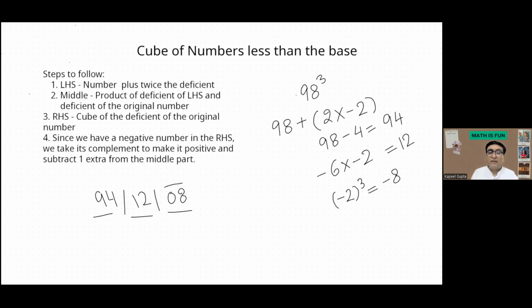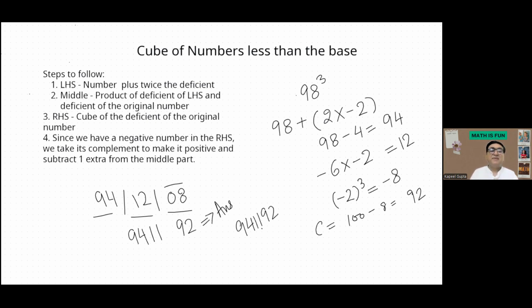So that is how we find the complement: 100 minus 8, which becomes 92. So let me write 92 here. But because I used 100 here, I'll subtract 1 from the middle part. So it becomes 11 and there is no impact on the left hand side. So actually, I've already got the answer as 94, 11, 92. So I can say 941,192. That is the answer.